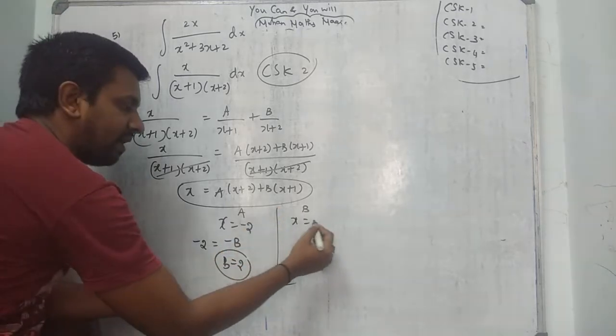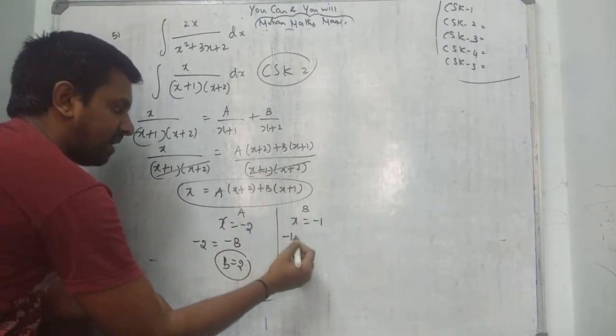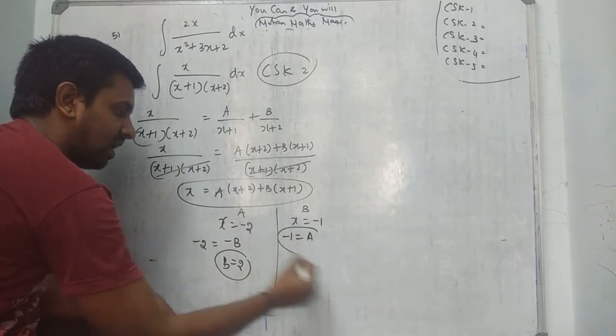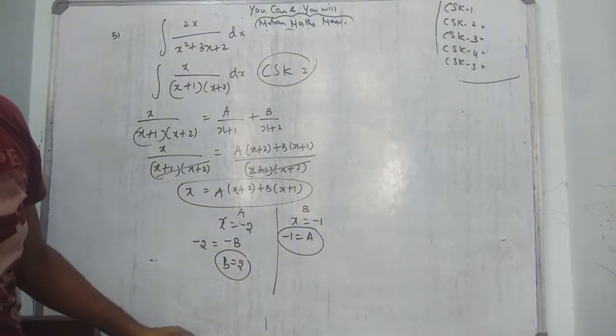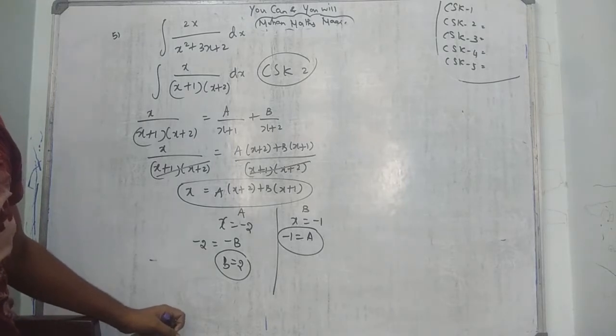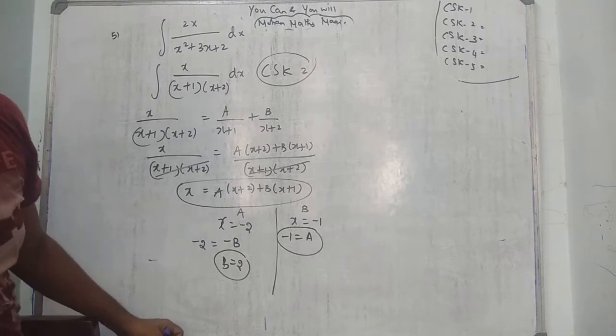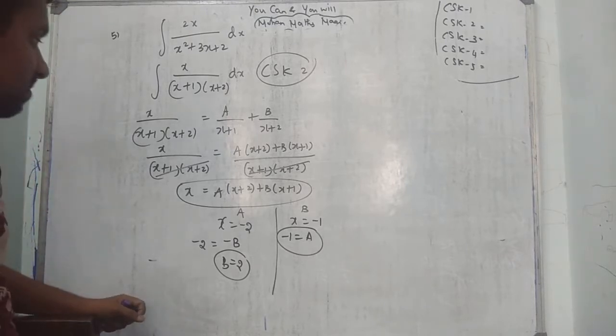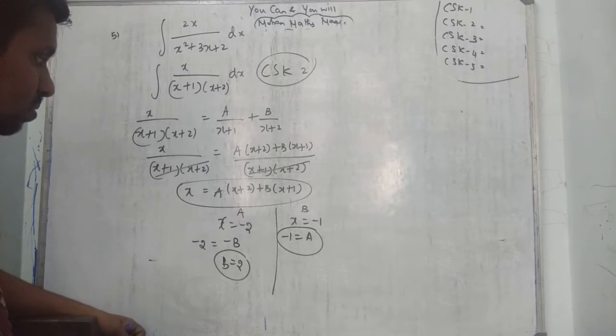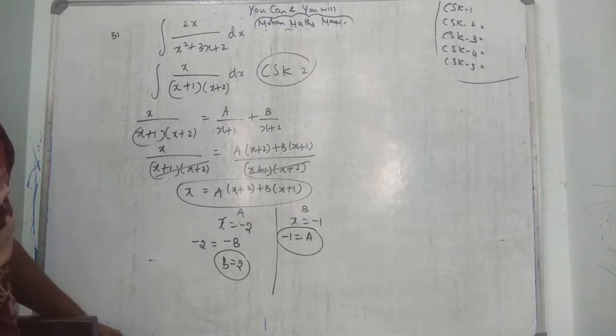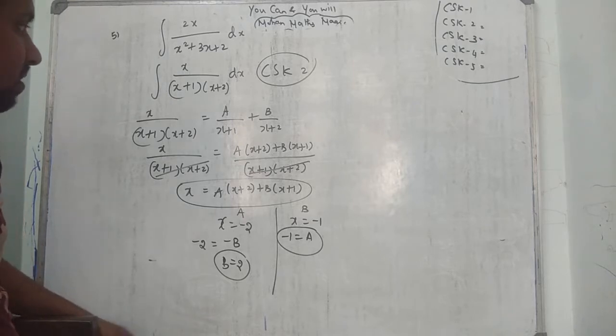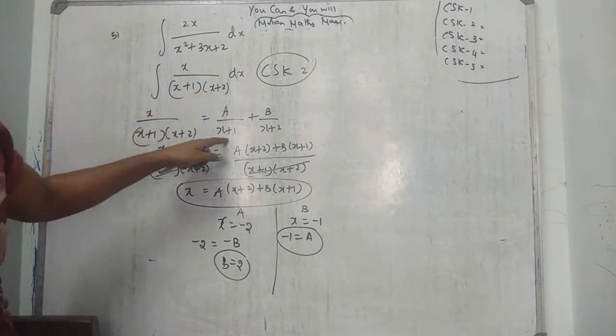If I put x equal to minus 1, this becomes 0. So minus 1 equals A. So A value minus 1, B value 2. Somewhere I've made a mistake. Minus 2, minus 1. A upon x plus 1, B upon x plus 2, right?